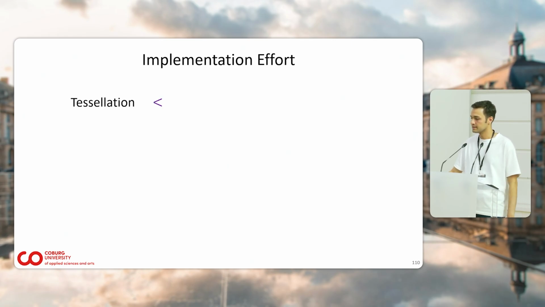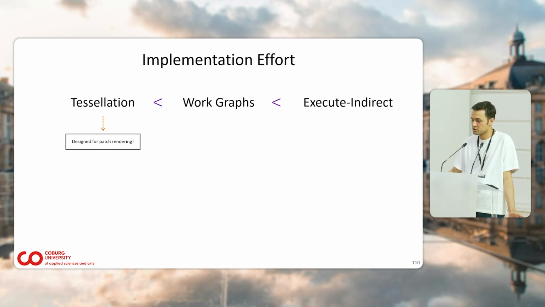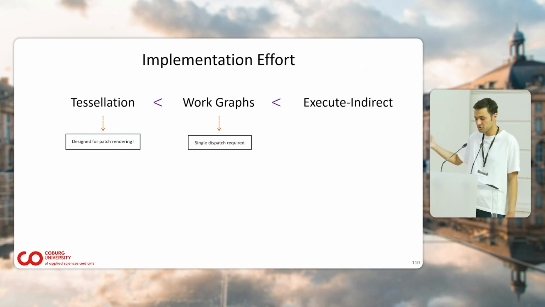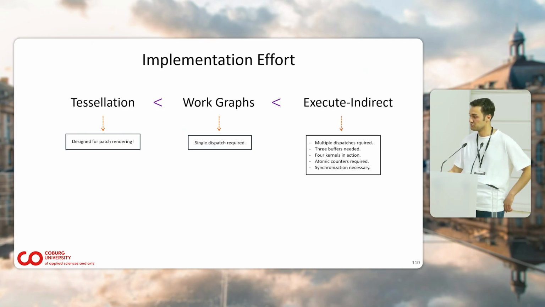Tessellation is the easiest, then come work graphs, and at the end, execute indirect. The reason why tessellation is easy is that it's actually designed for patch rendering. Work graphs are also quite easy because you need only a single dispatch on the host. In the case of execute indirect, you need multiple dispatches, you have multiple buffers that you have to allocate and manage, and you need 4 different compute kernels, and you need atomic counters and also synchronization to get everything done.